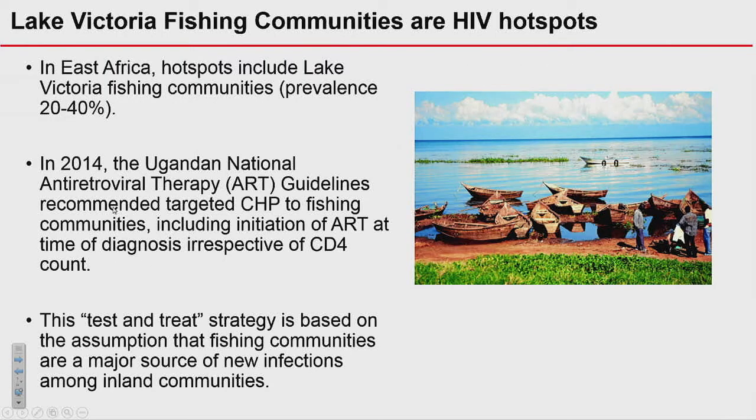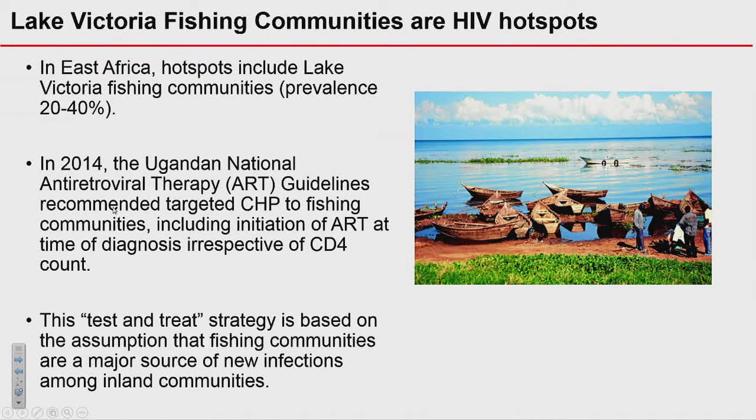So in Uganda, and particularly in East Africa, hotspots include Lake Victoria fishing communities, and these communities have astronomically high HIV prevalence. Their prevalence will range anywhere from 20 to 40% of adults between the ages of 15 to 49 years. In Uganda, the national prevalence is actually between 5 to 7%. So it's substantially higher in these fishing communities compared to elsewhere in Uganda.